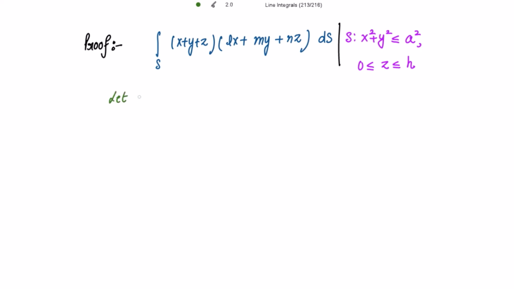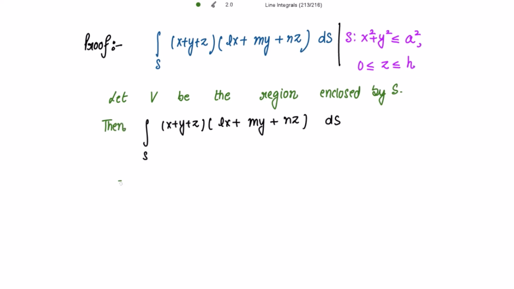Let's consider V to be the region enclosed by S. Then this given surface integral is equal to the surface integral of, let me multiply this, lx into (x plus y plus z), plus my into (x plus y plus z), plus nz into (x plus y plus z).